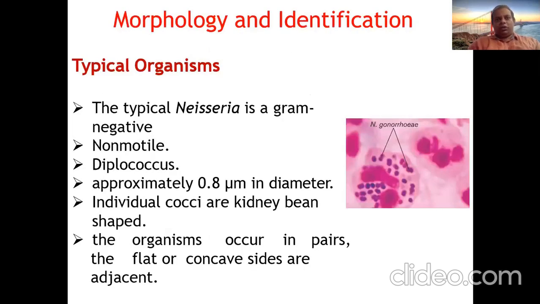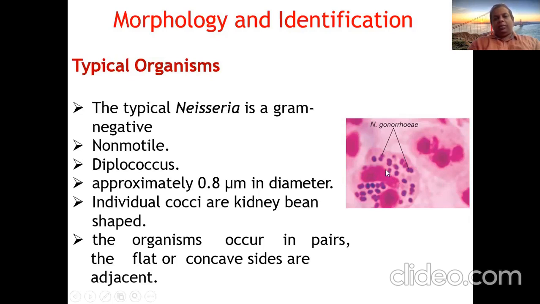So about the morphology and identification. The typical Neisseria is a gram-negative, non-motile diplococcus, approximately 0.8 micrometer in diameter. Individual cocci are kidney bean shaped. The organisms occur in pairs, and the flat or concave sides are adjacent. That's how they appear.